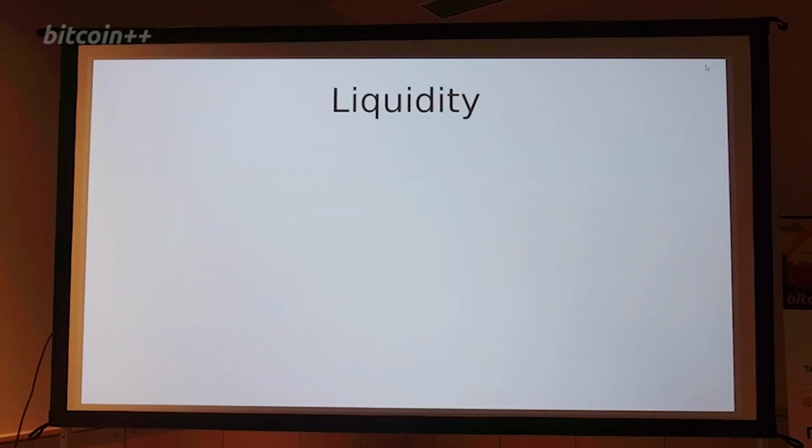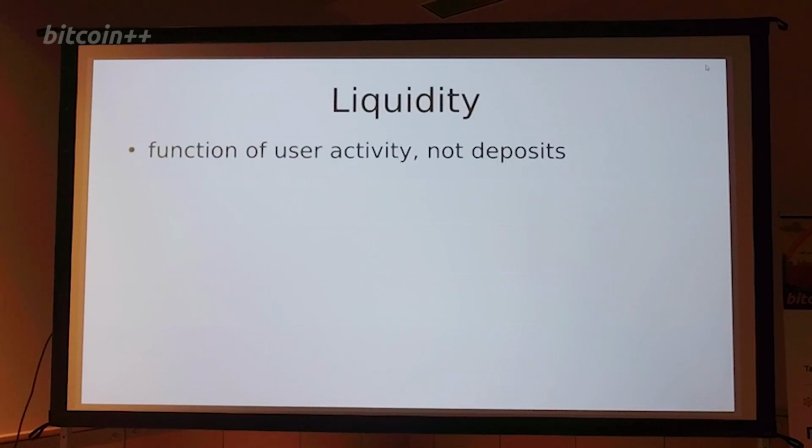So the second thing I want to talk about is liquidity. The liquidity requirements of ARC is actually quite not trivial and not intuitive, because it's depending on how fast people transact and not about how much money is in the system, right? Because the money in the system is mostly the user's money, and the liquidity provider only needs to provide liquidity when people move the money. So it's kind of like a function of the velocity of money.